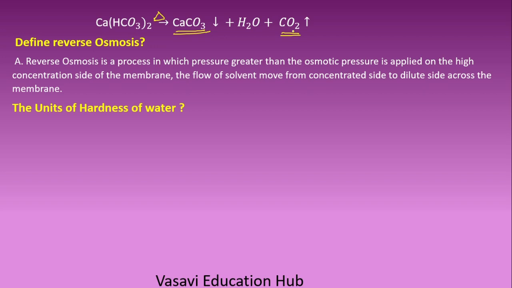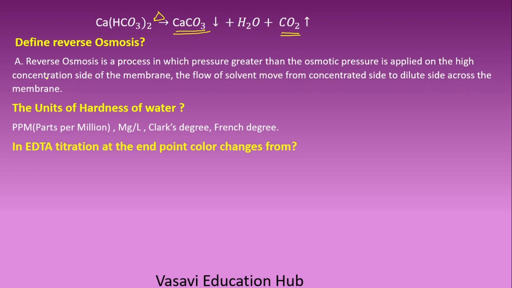The units of hardness of water. Generally the units of hardness we can express in terms of parts per million, milligram per liter, Clark's degree, and French degree. So these are the units of expression of hardness of water. In EDTA or complexometric titration, the end point color changes from wine red to blue. When it changes from wine red to blue, stop and note down the burette reading. So that is the end point, the color changes from wine red to blue.